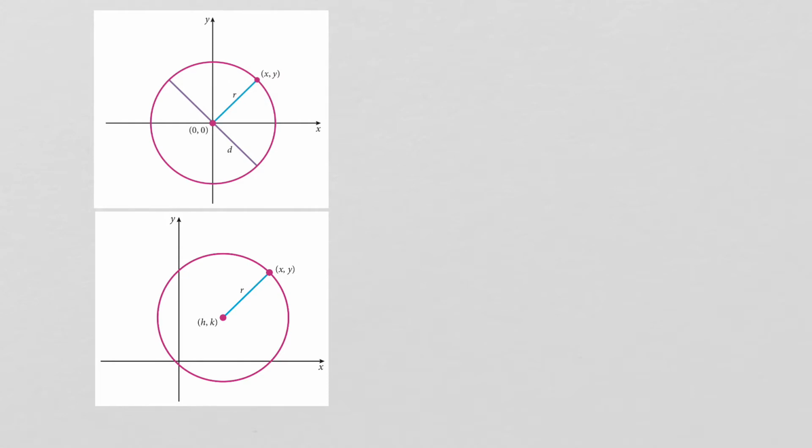So to do this, we simply use the distance formula. What we know is the distance between the point 0, 0 and the point xy is equal to the radius of the circle. So our distance formula says d equals square root of x2 minus x1 squared plus y2 minus y1 squared. And in this problem, the distance is the radius of the circle, which is r.